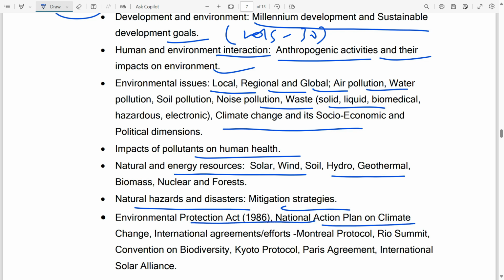They are asking about the National Action Plan on Climate Change and international agreements that have been made in the past, like the Montreal Protocol, Rio Summit, Convention on Biodiversity, Kyoto Protocol, and Paris Agreement. Also the International Solar Alliance, which India has initiated. So from these topics, they are asking the questions.